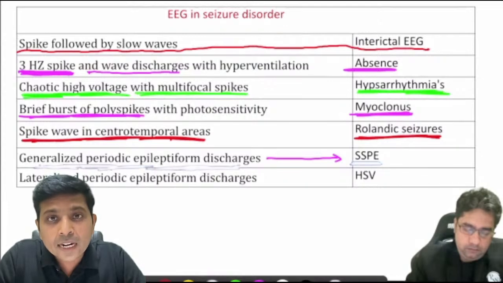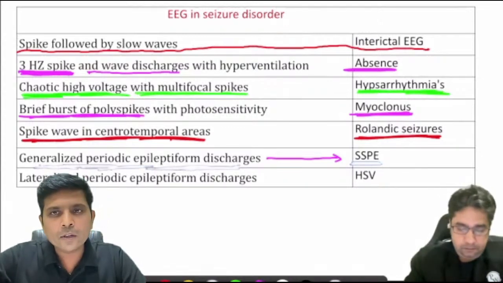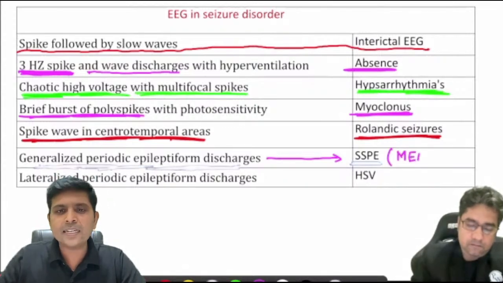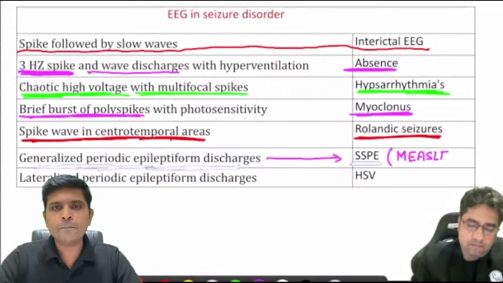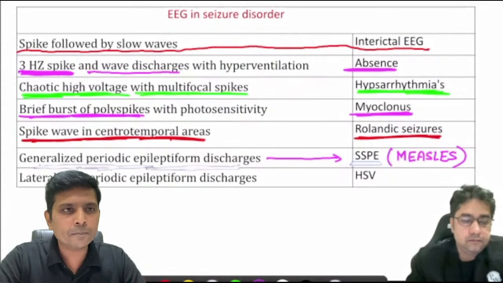It is mainly due to the presence of measles virus in the brain. So what investigation do you need to do? You need to do anti-CSF measles antibody.